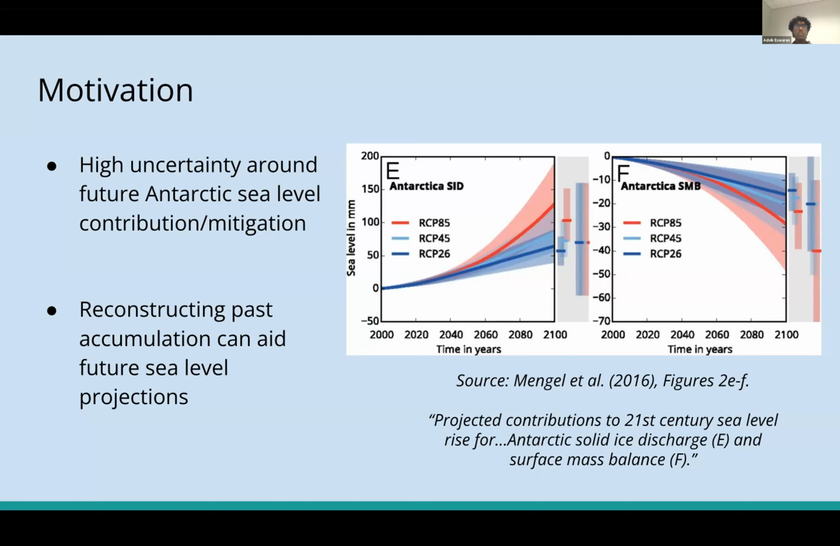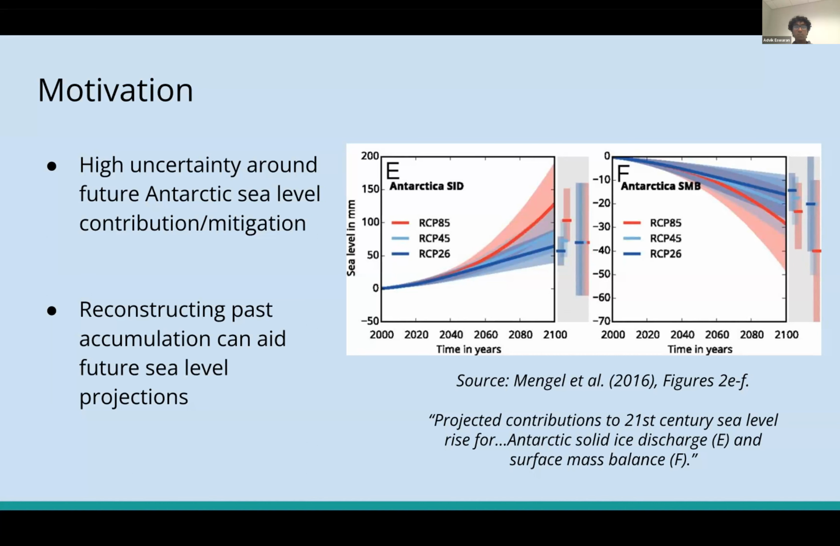And so there's a lot of uncertainty around this, and we really don't have very good constraints on how, if at all, snowfall is going to change in response to temperature. The climate models say, yes, it will, but we don't have great constraints on the magnitude of that change.